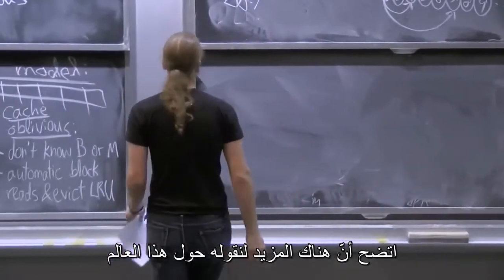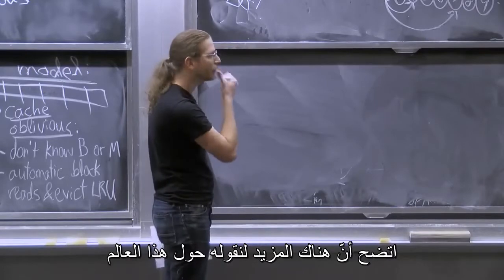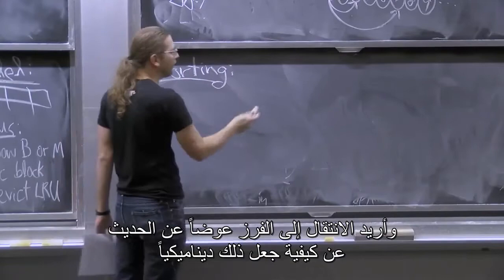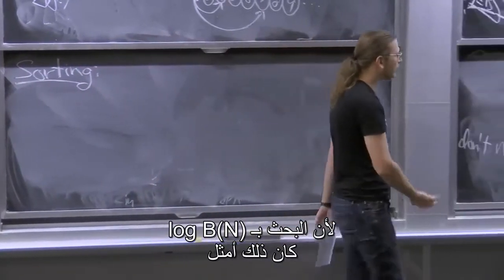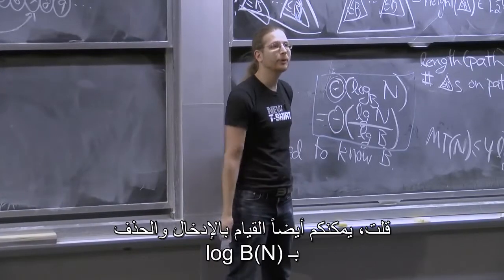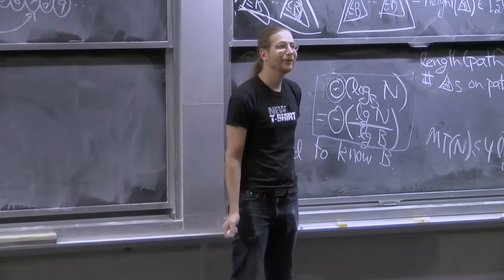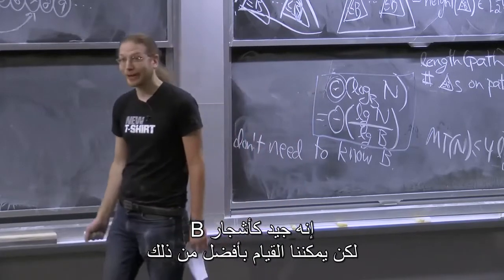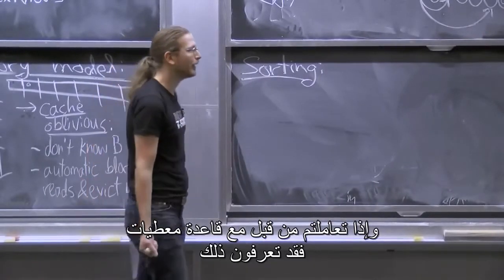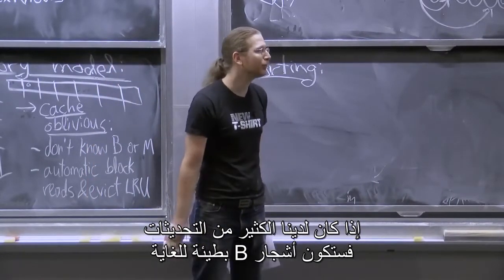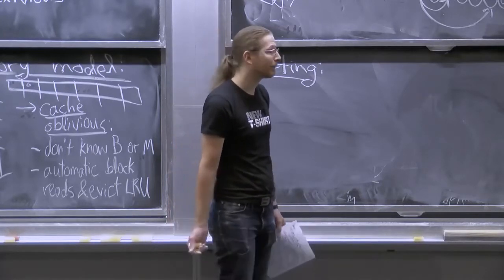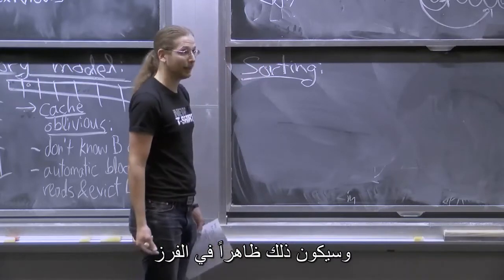It turns out there's a lot more to say about this universe, and I want to go into sorting instead of talking about how to make that dynamic. Because, OK, search in log base b of n, that was optimal. And I said, oh, you can also do insert and delete in log base b of n. Turns out that's not optimal. It's as good as B trees, but you can do better. B trees are not good at updates. And if you've ever worked with a database, you may know this. If you have a lot of updates, B trees are really slow. They're good for searches, not good for updates. You can do a lot better. And that will be exhibited by sorting.